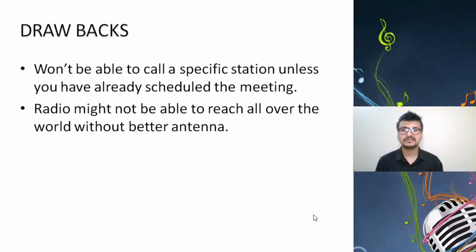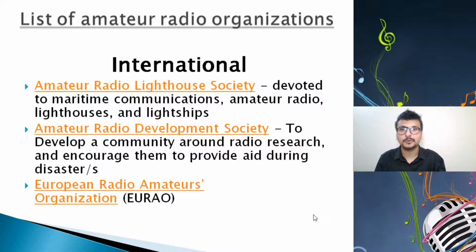The second drawback is that the radio might not be able to reach all over the world without a better antenna. See, your antenna is everything. Without a better antenna, it's not possible to reach every nook and corner of the world. So this is the second drawback of ham radio.